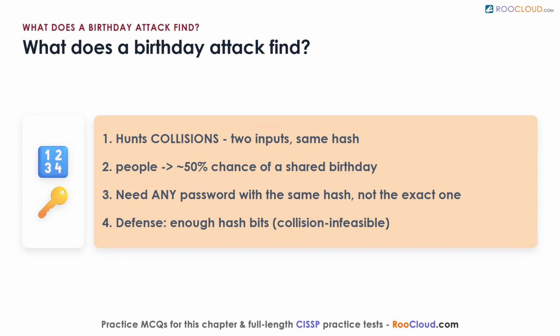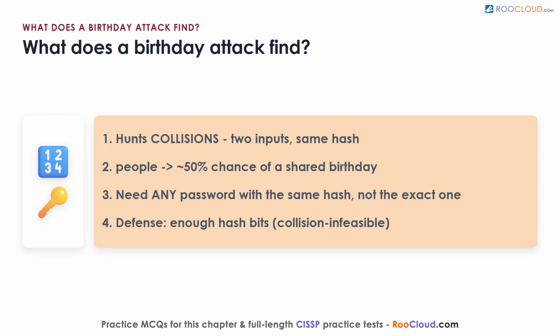Applied to hashing, an attacker does not need to find your exact password. They only need any password that produces the same hash, because to the system, a matching hash is just as good. You blunt this by choosing hash functions whose output is long enough that finding a collision stays computationally out of reach.